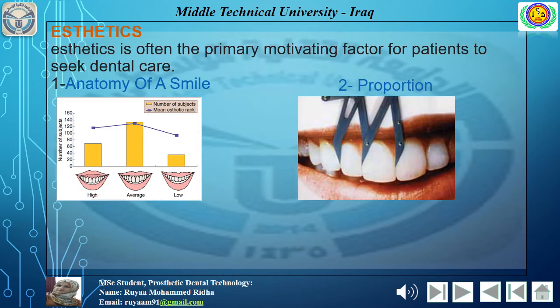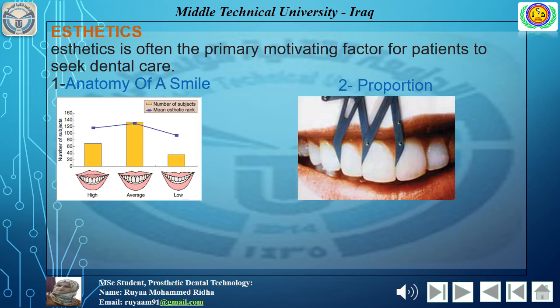Lastly, we explain the relationship between the color of the tooth and aesthetics. Aesthetics is often the primary motivating factor for patients to seek dental care. Anatomy of a smile. A smile in an aging individual shows less of the maxillary incisors and more of the mandibular incisors. The smile arc refers to the relative curvature of the incisal edge of the maxillary teeth and the curvature of the lower lip.